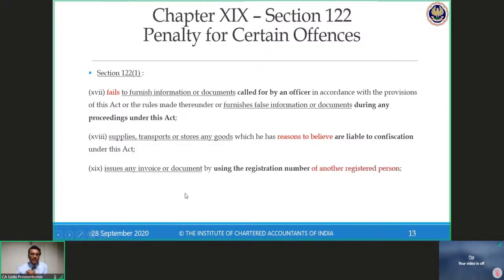Issues any invoice or document by using the registration number of another registered person. This commonly happens where there is one accounts team and 4 or 5 entities working under a particular umbrella. Small business entities have 4 or 5 registrations in a bigger compound premises. Why do they have 4 premises? Maybe because of family disputes, or maybe for industry land allocation.